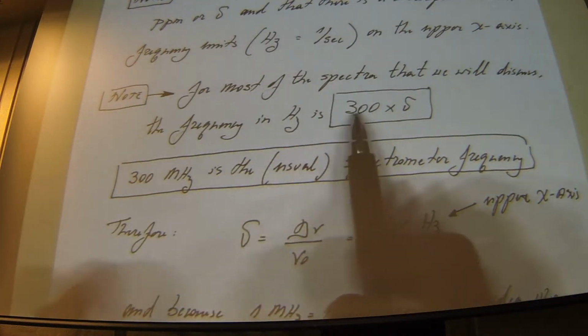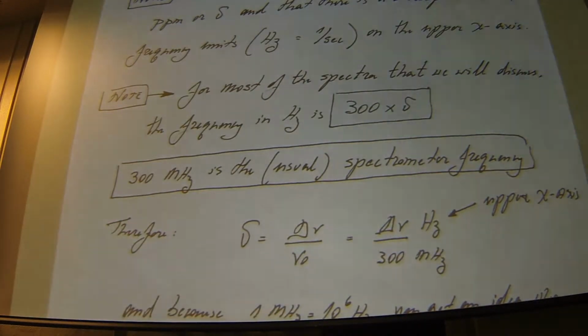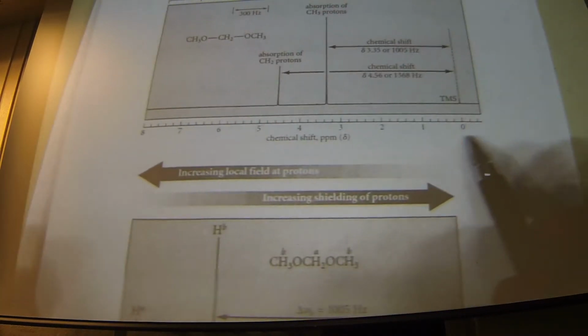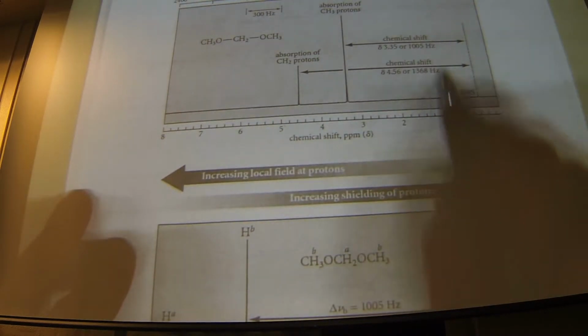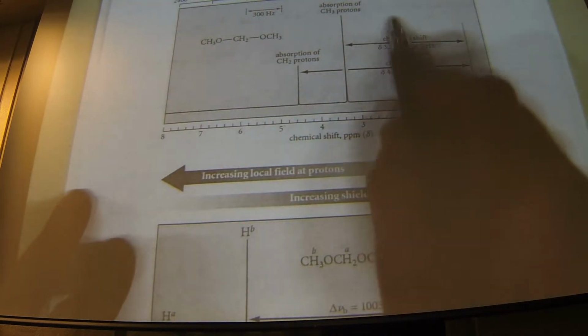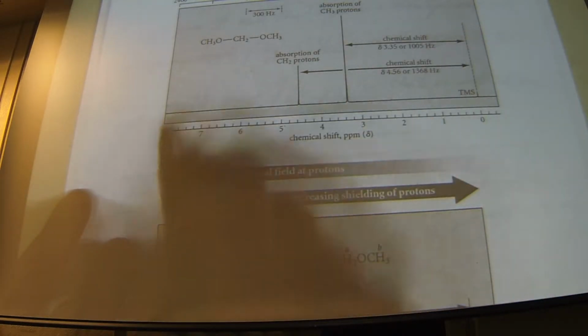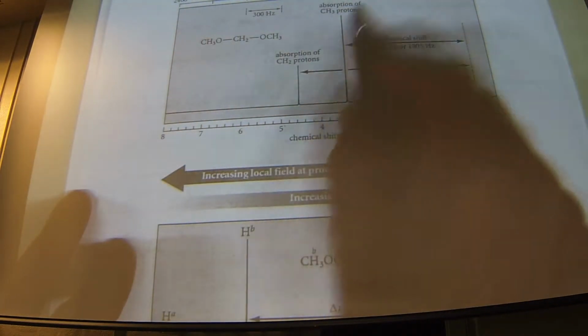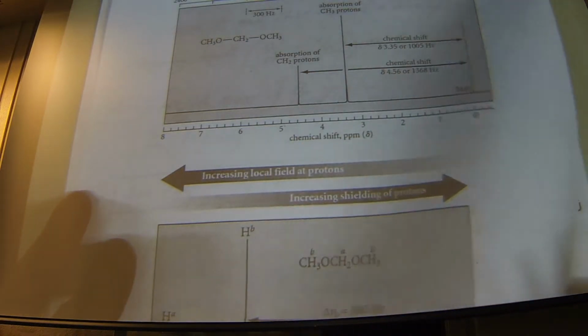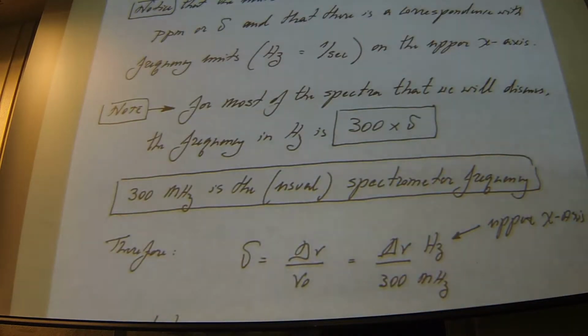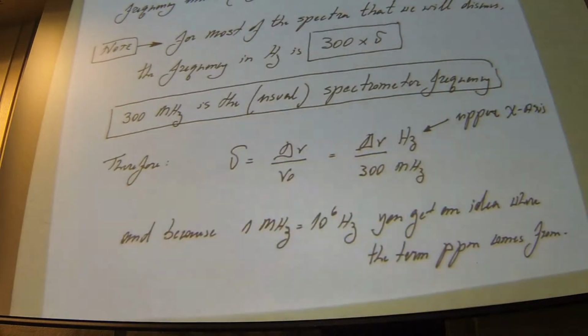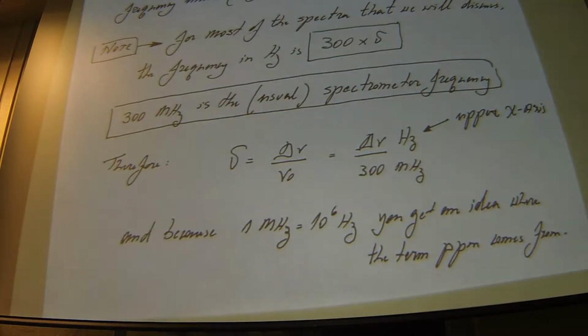So you're going to see that the number of hertz is given by 300 times 1, 300. 300 times 2, 600, and so on. 300 times 8, 2400. So there's a one-to-one correspondence here. These are both linear scales, okay? And so the 300 megahertz is the usual spectrometer frequency. We're going to see what that means. So in this department, we have one 300 megahertz NMR spectrometer. We also have a 400 and a 500 megahertz machine. So we have 3 of them.